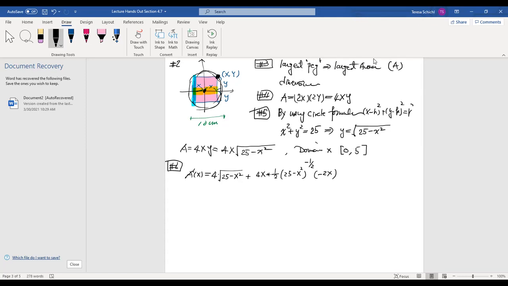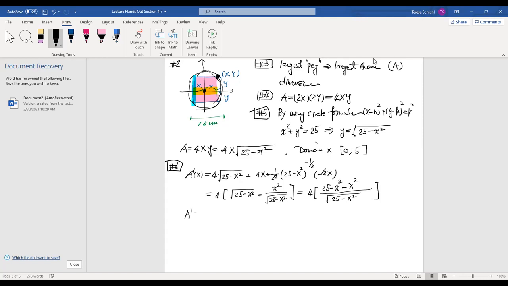Okay, so now let's simplify a little bit. The 4 and 4, I can take out. And the 2 and 2, I can cancel out. And so this is minus, then x times x is x squared, over the square root of 25 minus x squared. Okay, now use your algebra to do the common denominator. The common denominator is the square root of 25 minus x squared. So the first term becomes 25 minus x squared, correct? Then you minus the x squared here.